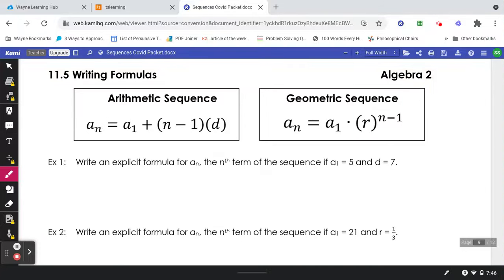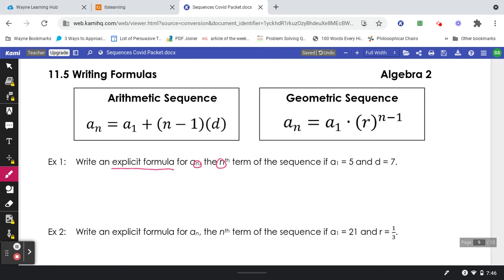These are the 11.5 notes for Algebra 2. We're going to be using both formulas today and writing what we call an explicit formula. That just means something that can be used to find any term in the list, which is why they're leaving the letter n as the letter n.